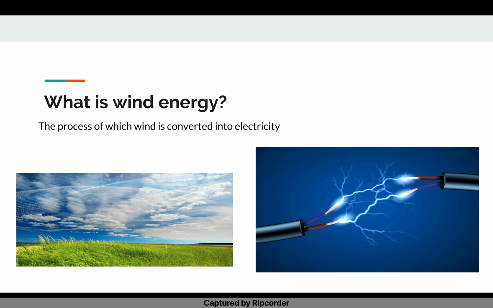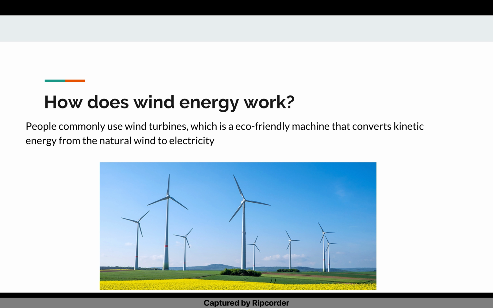Wind power availability is proportional to the cube of its speed, which means that the power available to a wind generator increases by a factor of 8. So, the faster the wind is, the more energy you'll get out of it. But people will raise the question, how does wind energy even work? Well, people will use wind turbines to convert the wind energy to electricity.